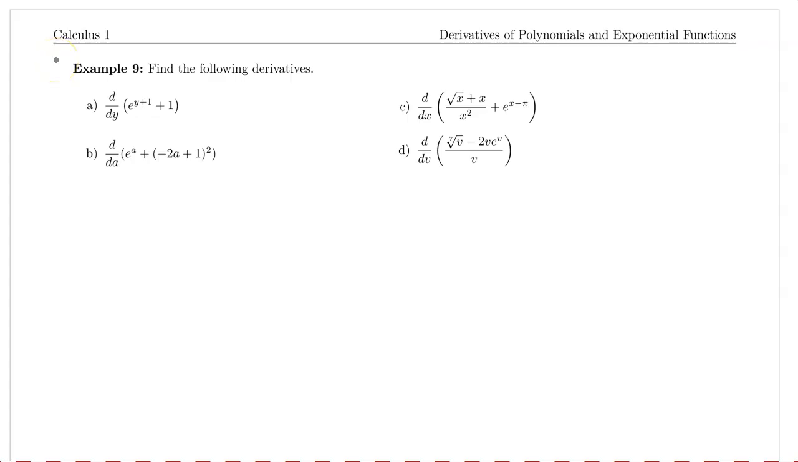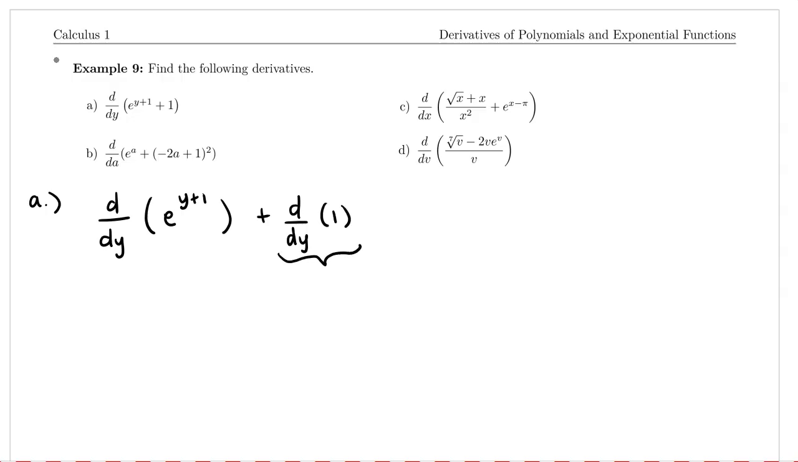Example 9 asks us to find the derivatives of the following functions. Part A, I'm going to break this up into the derivative with respect to y of e to the y plus 1 plus the derivative with respect to y of 1. Now this thing is a constant, and taking the derivative of a constant gives us 0. And then I also want to break up e to the power of y plus 1 using exponent rules. That is the same thing as e to the power of y times e to the power of 1, and then plus 0 from this 0 here. I'm just going to erase that.